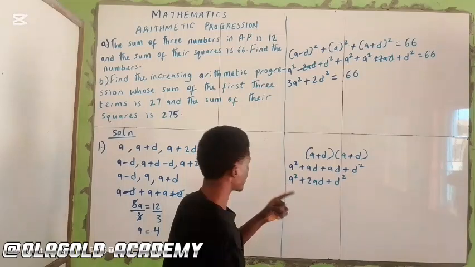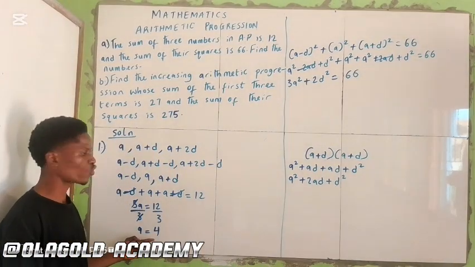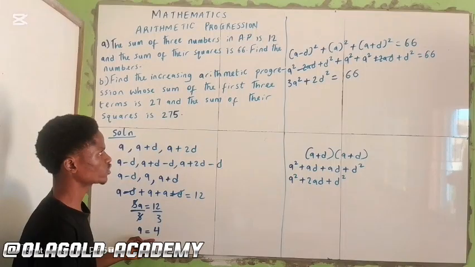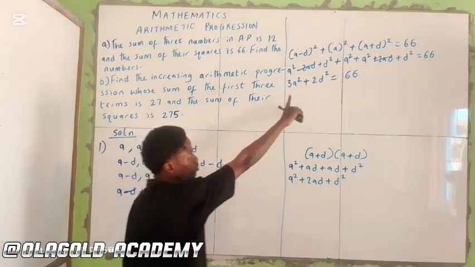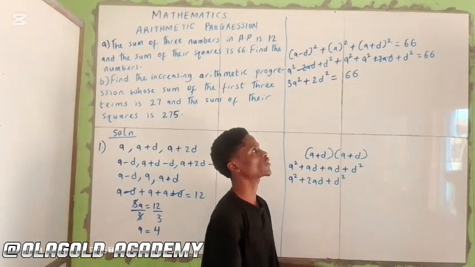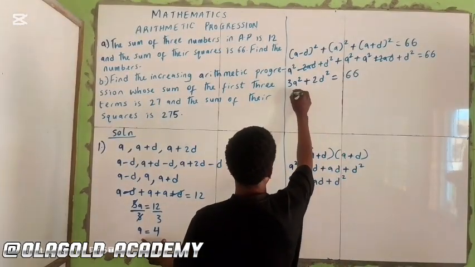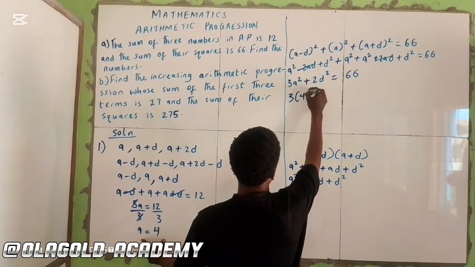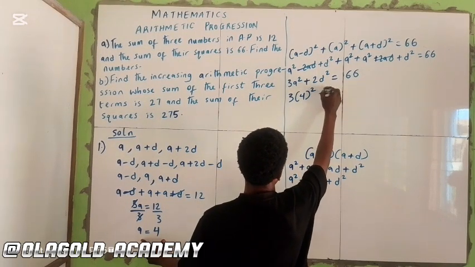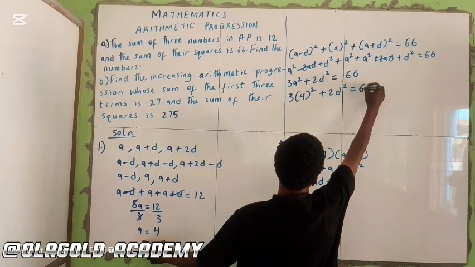Now let's not forget, recall that our a equals 4. So let's substitute a equals 4 into this equation we are having right here. So if our a is 4, we are going to have 3 multiplied by 4 squared plus 2d squared equals to 66.